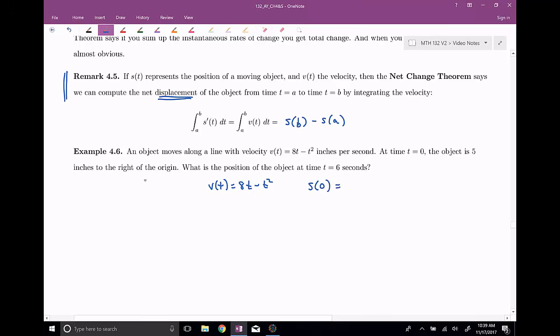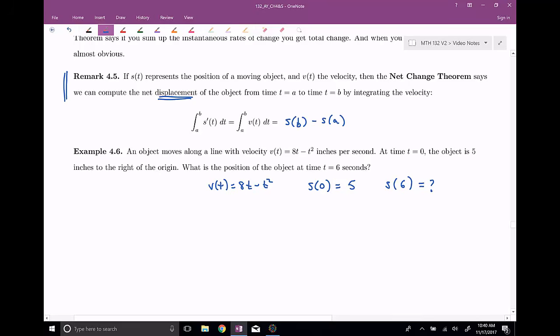So at time 0, or sometimes this is said initially, it's 5 units to the right of the origin. Usually to the right, we associate these with positive numbers, and to the left of the origin, we would associate those with negative numbers. So I'm going to go ahead and say positive 5 here. So S of 0 is equal to positive 5. And our goal, right, what is the position of the object at time t equals 6 seconds? So I would like to know what is the position, S, at time 6. So S of 6. And if I can solve this, then I win the game.